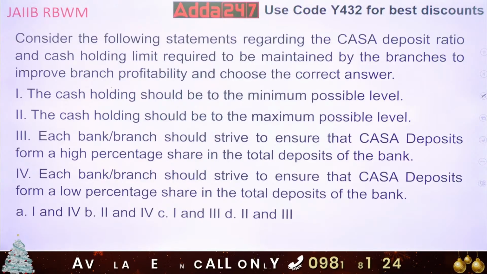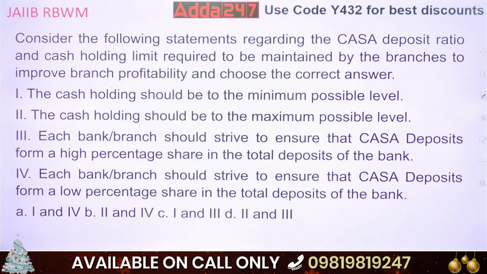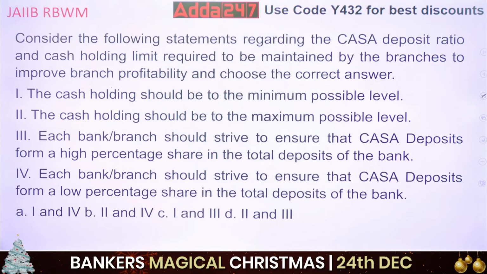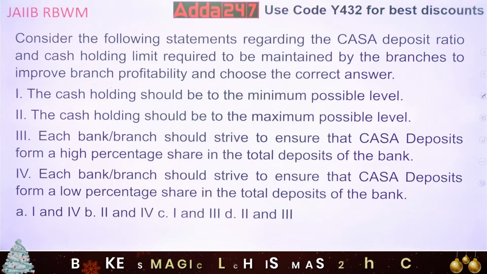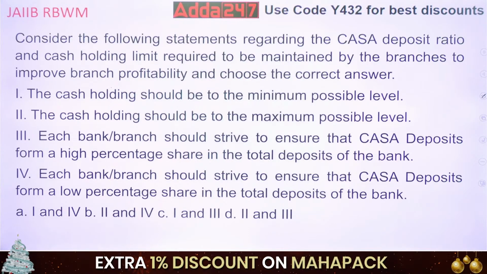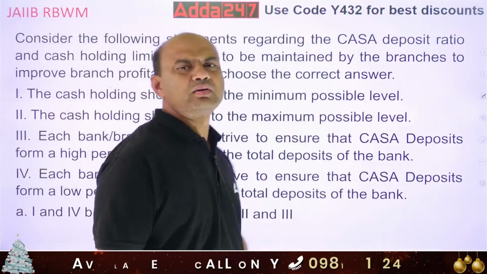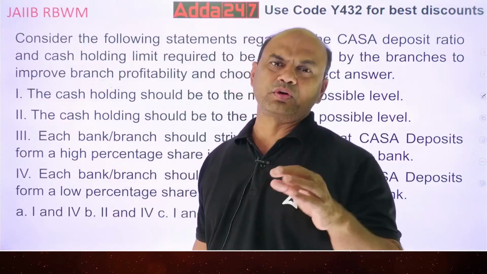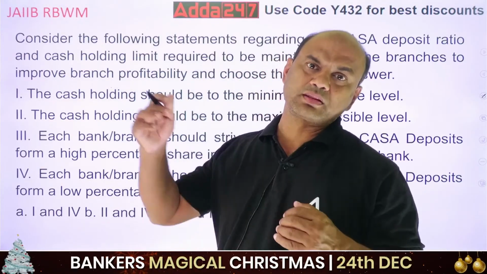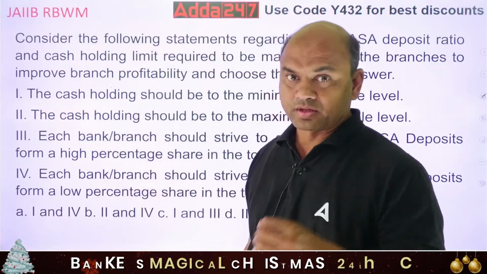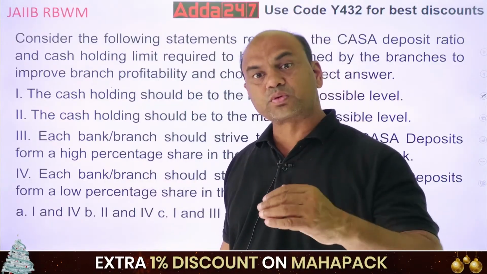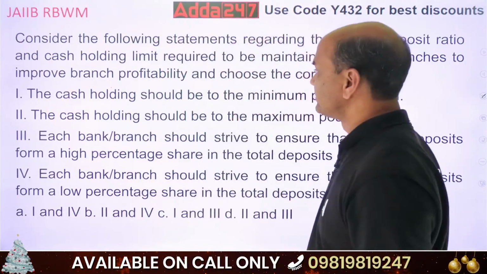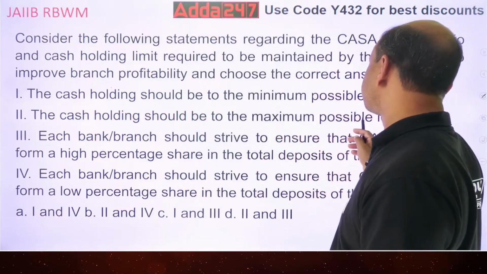What is the answer? Say this. Cash holding should be the minimum possible regarding CASA. See, cash holding in any branch should always be as minimum as possible. The rule says that whenever you are working on the liabilities area, the cash holding should be not more than 1% of the total deposits of the bank. Okay, that is the maximum limit.